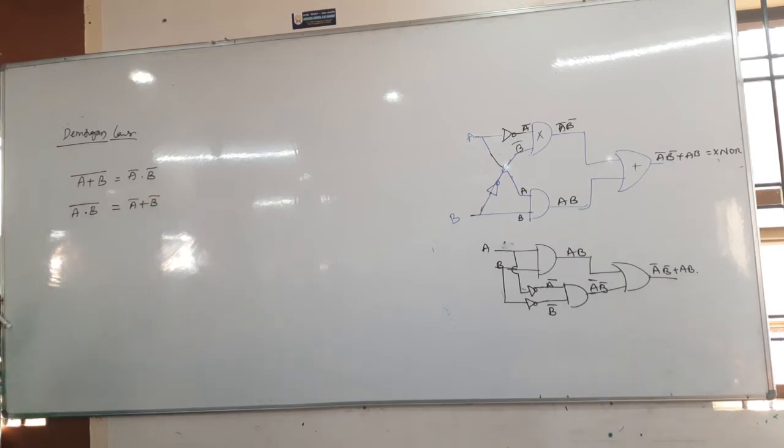Plus will become dot. Whenever bar is there, then only it is possible. Don't apply that AND gate is equal to OR gate and all. Whenever bar is there, then only it is possible. So here A plus B whole bar is equal to A bar dot B bar. A dot B whole bar is equal to A bar plus B bar. Whenever in the De Morgan laws we have the complement, then the plus becomes dot and the dot will become plus.